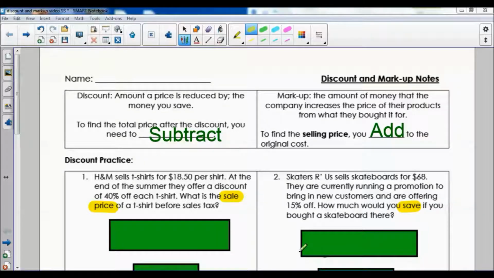Hi guys, welcome back to our videos on consumer math. This one we're going to be talking about discounts and markup rates.